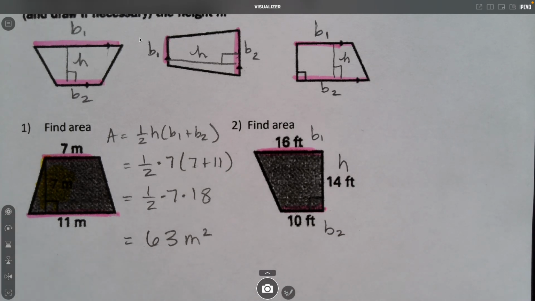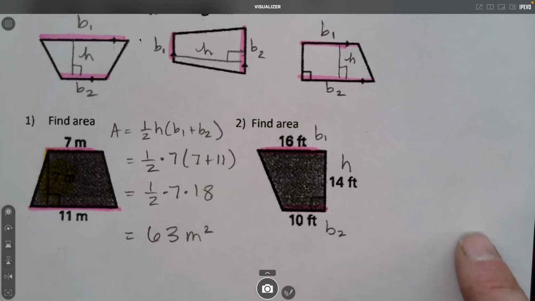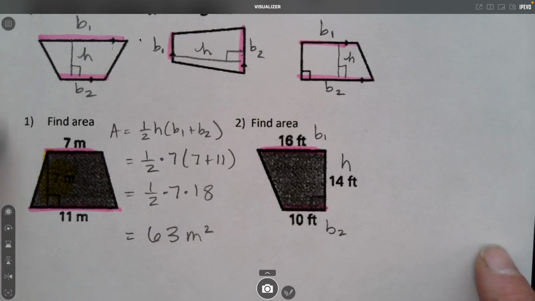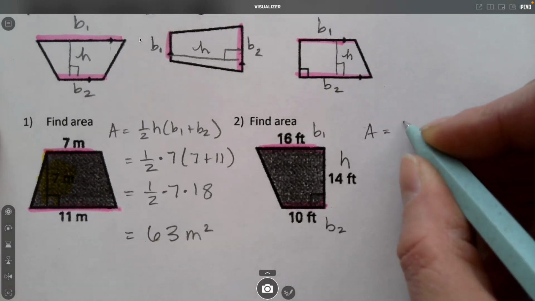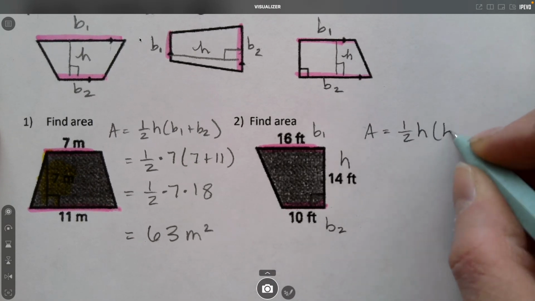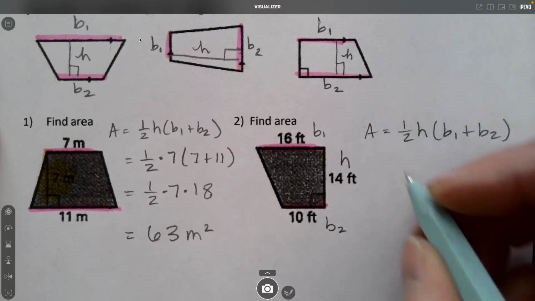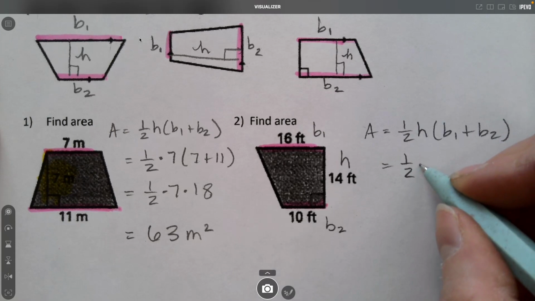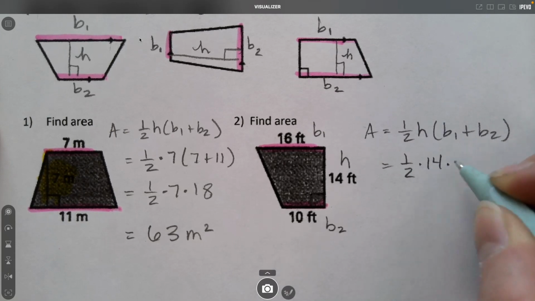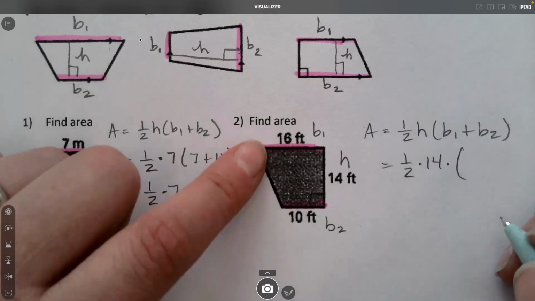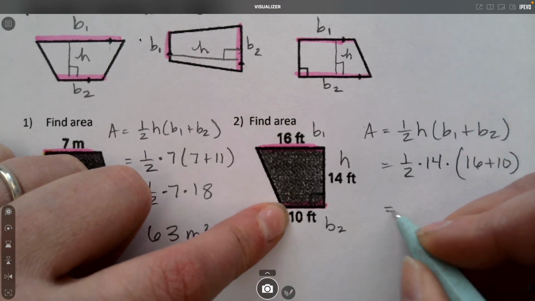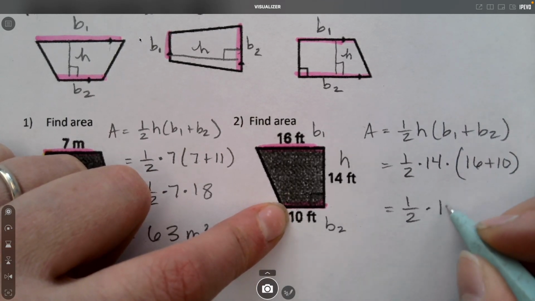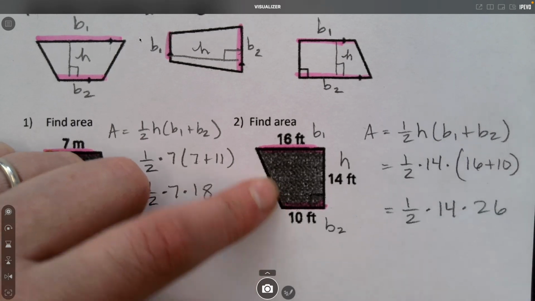So we really can. This isn't like find the area of a whole bunch of things and now we don't know what kind of shape we have. They're telling us that we've got a trapezoid. So area is going to be 1/2 times the height times base 1 plus base 2. So the height is 14, so 1/2 times 14 times base 1 is 16, base 2 is 10, so 16 plus 10. So 1/2 times 14 times 26.